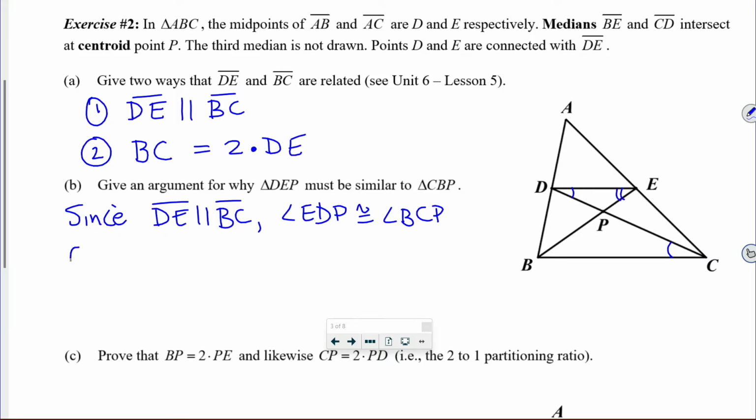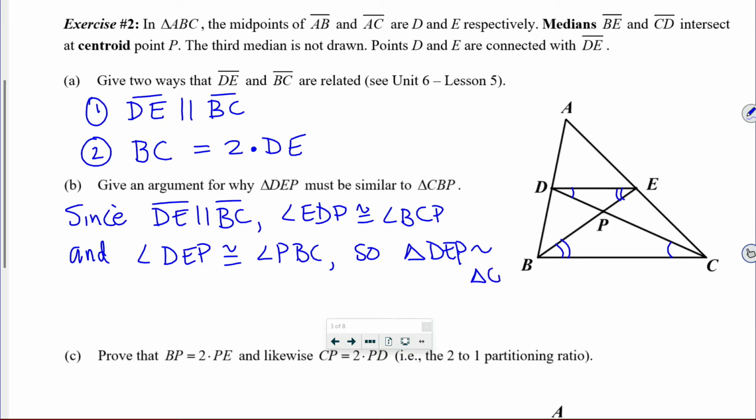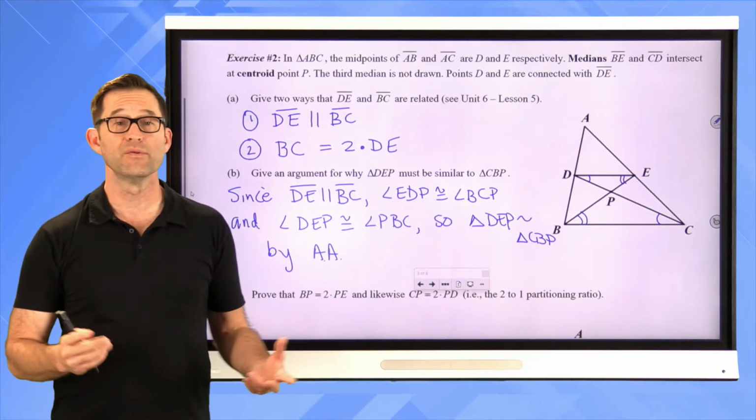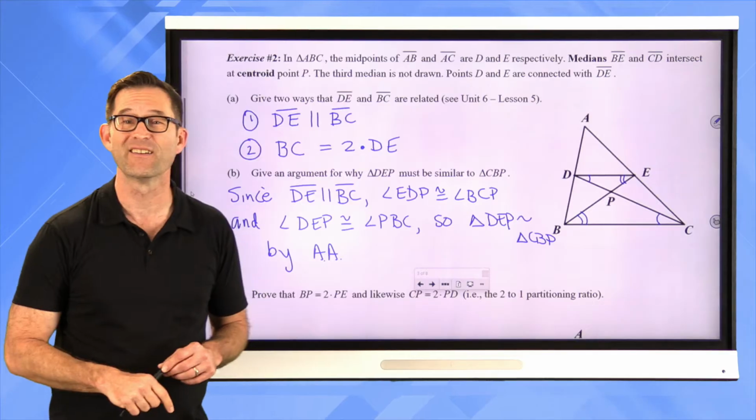And angle DEP must be congruent to this angle, right? To angle PBC. So triangle DEP must be similar to triangle CBP by angle. Remember when I said that angle would be the one that you use the most often? Well, here it is again, right?